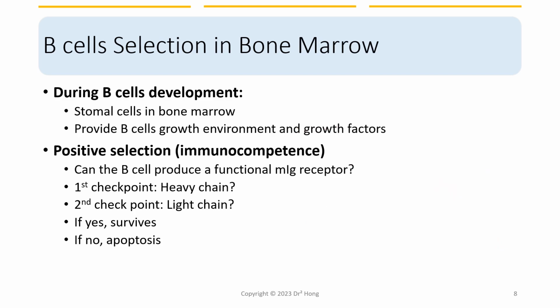B cell development depends on a network of non-lymphoid stromal cells in the bone marrow, which provide the environment and growth factors for B cells to develop. There are two fate-determining checkpoints during B cell development in the bone marrow. Both checkpoints are marked by whether a functional receptor is made, which is a test of whether a functional heavy chain, at the first checkpoint, or a functional light chain, at the second checkpoint, has been produced. Cells that fail either of these checkpoints die by apoptosis.